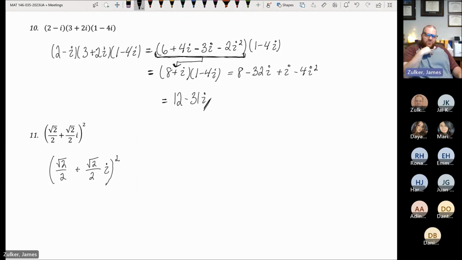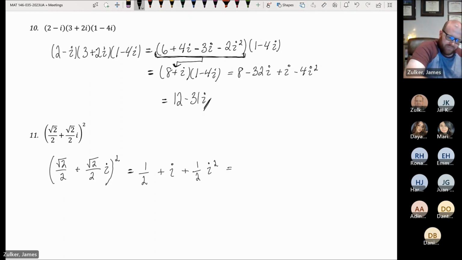Quantity of root 2 over 2 plus root 2 over 2 i, squared, all squared. Binomial theorem. Square of the first term would be 2 over 4, right? Plus twice the product. So root 2 over 2 times root 2 over 2 is a half. Doubled is 1. And then we have that i. That'll be plus a half i squared. Which is, yes, just i.